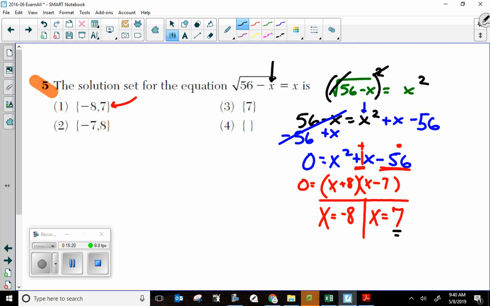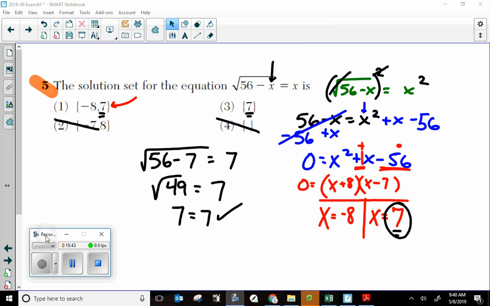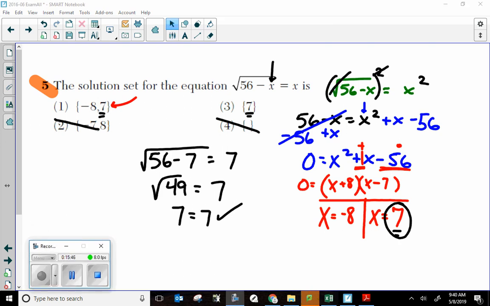56 minus 7 is 49. Let me do it here. 56 minus x, which is 7, equals x, which is 7. Square root of 49 equals 7. 7 equals 7. Boom. This is an answer. So 7 has to be an answer. It's not negative 7. It's not nothing. But look what happens when I try 8. When you get an extraneous solution, which is what we're going to get with negative 8, it always tries to work out, but quite doesn't.